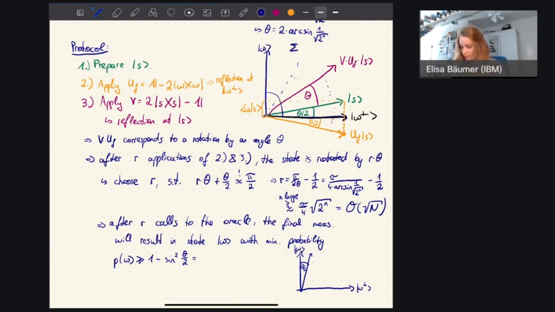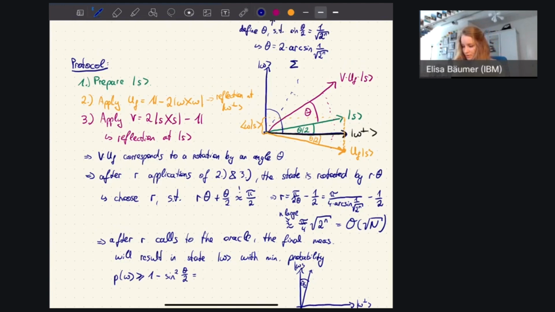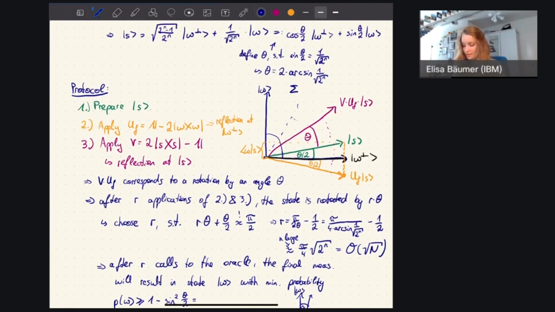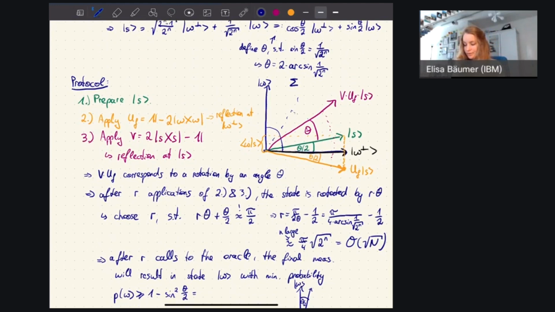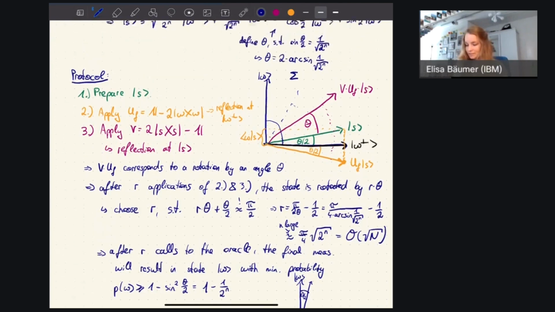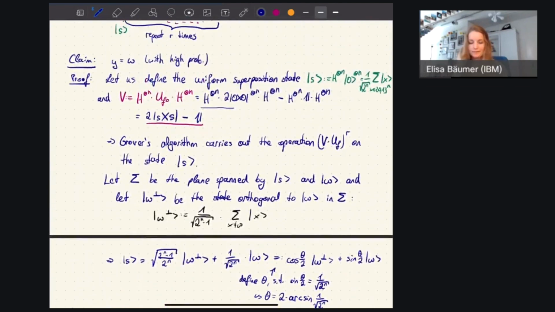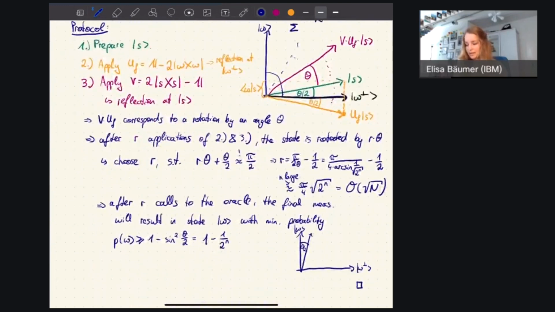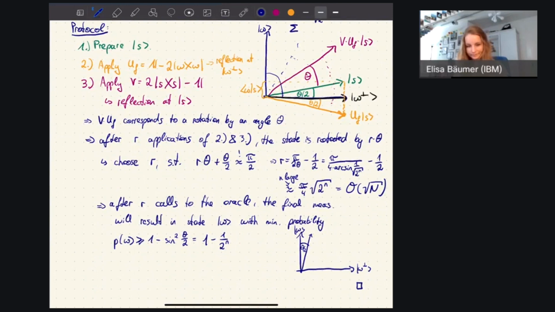But what's theta over 2? We can actually now use the way we defined it before. We defined sine of theta over 2 as 1 over square root of 2 to the power n. So this just gives us 1 minus 1 over 2 to the power n. So it tells us that actually, the larger we choose our n, the more elements we have, the more likely we will be to get the right solution in the end. Higher chance we will have. And yeah, this proves the claim that I made before, that with a very high probability, at least for large n, we will reach the state that we would like to reach.